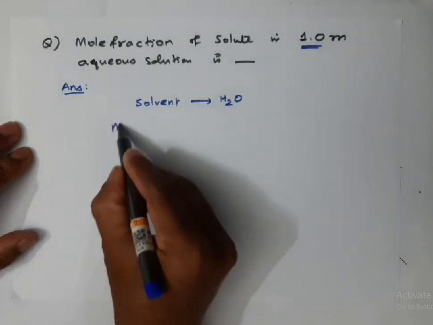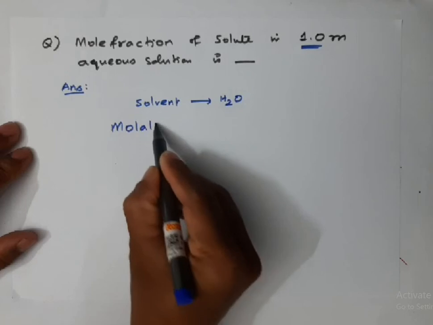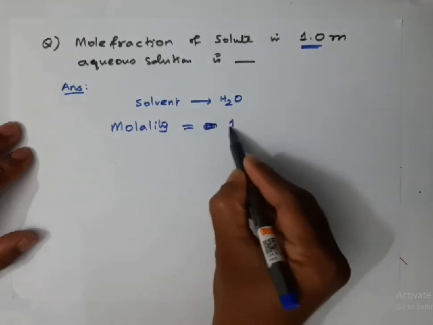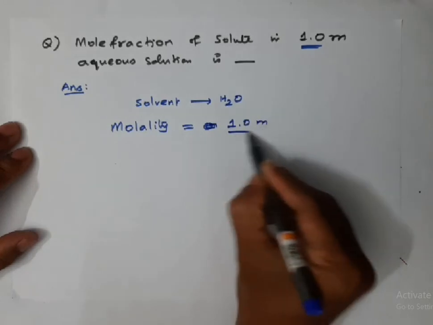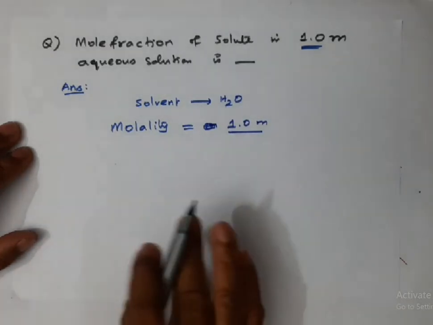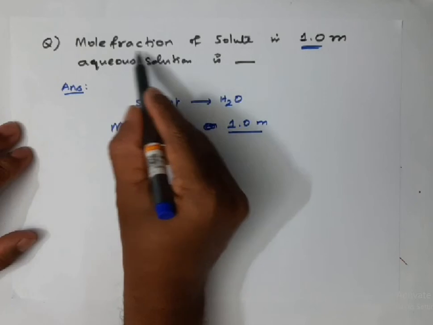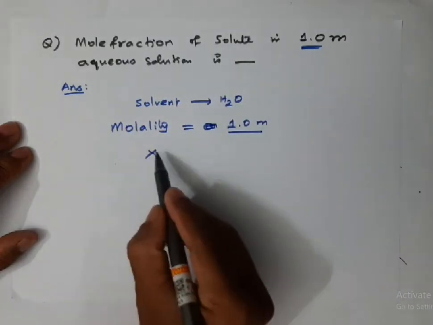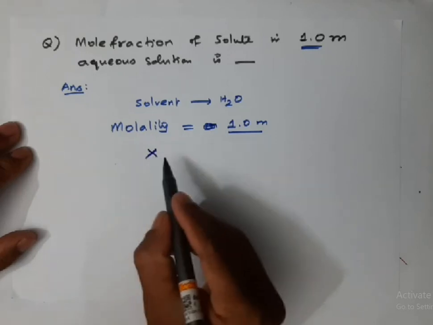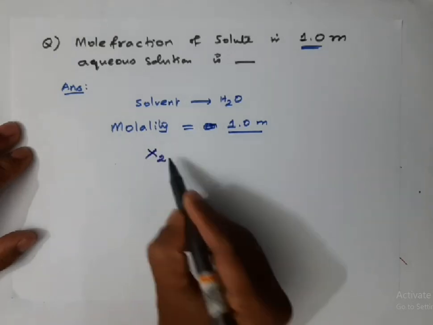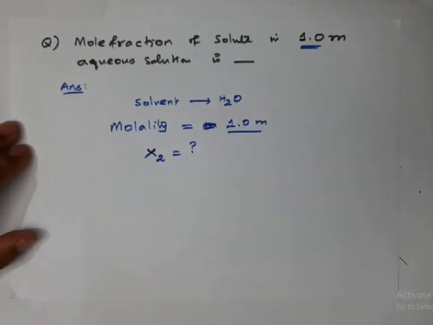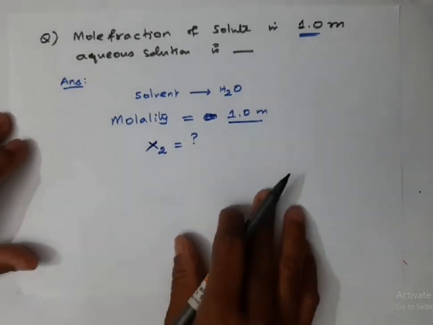They have given molality. What is the molality? Molality is 1.0 molal. They are asking the mole fraction of solute. We represent mole fraction by the symbol chi or x. Solute, that means we should put number 2. So what is the mole fraction of solute? This is what they are asking. How to find this value is very simple.